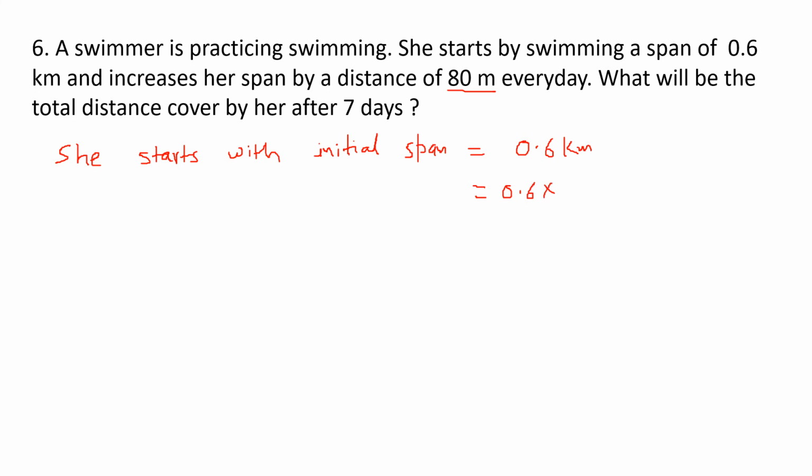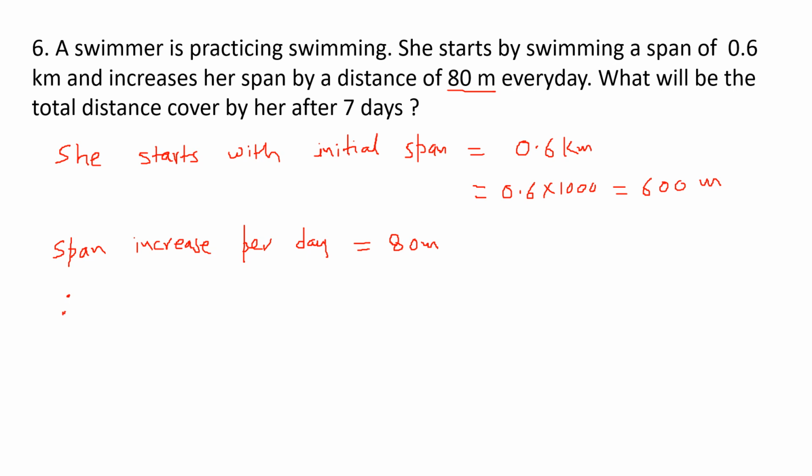And you know 1 kilometer is equal to 1000 meter. Therefore, the result will be 600 meter. 0.6 multiplied by 1000 gives you 600 meter, right? This basic calculation you have done in your 6th grade. So 600 meter. So every day, the increase in span per day, how much is it? 80 meter.